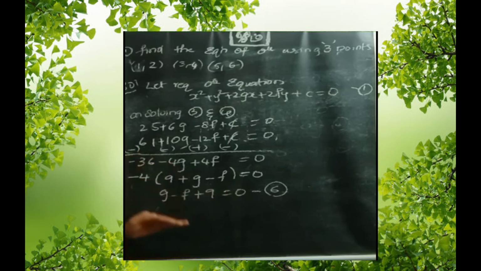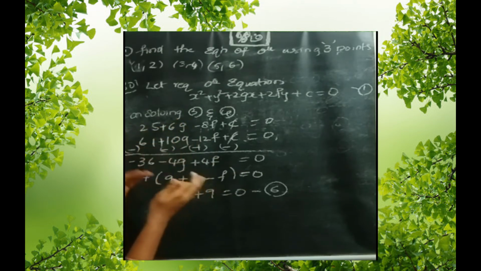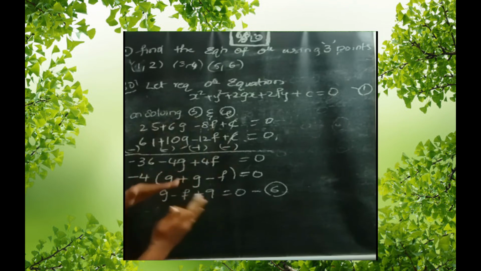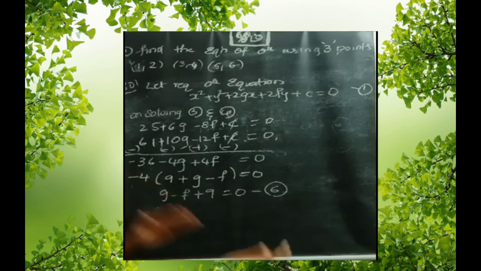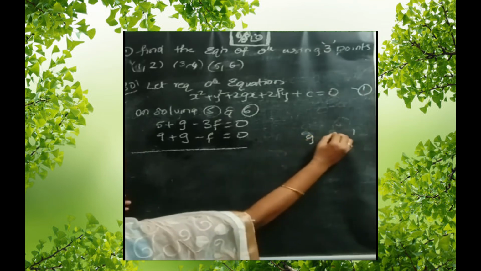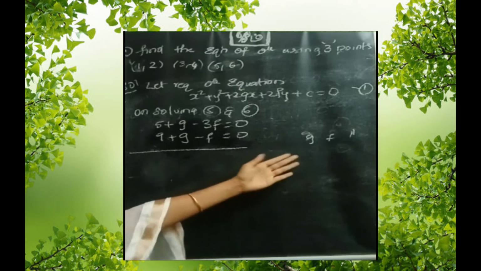Now we have to solve 6 and 5. In the before problem, we got g value cancelled, so it is easy for us. Now here only the c has got cancelled. Now again we will get two equations here, sixth and fifth equation. Now here I am solving 5 and 6. You can use this method also for finding g, f.